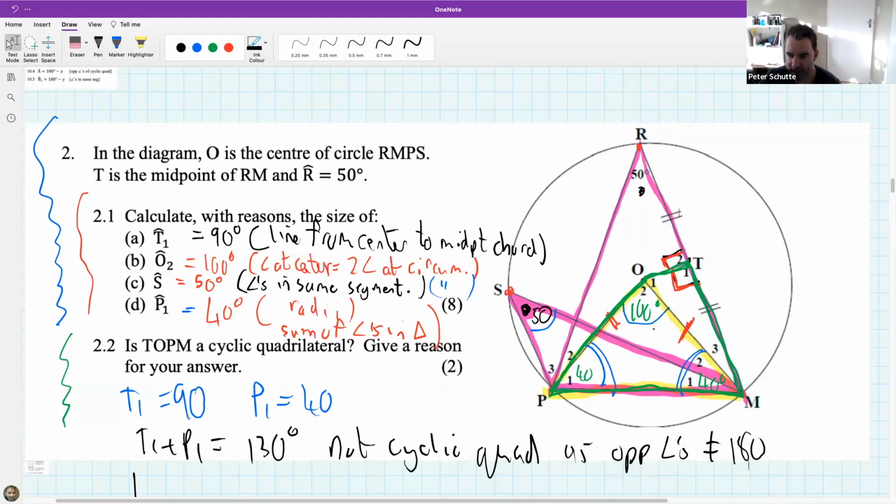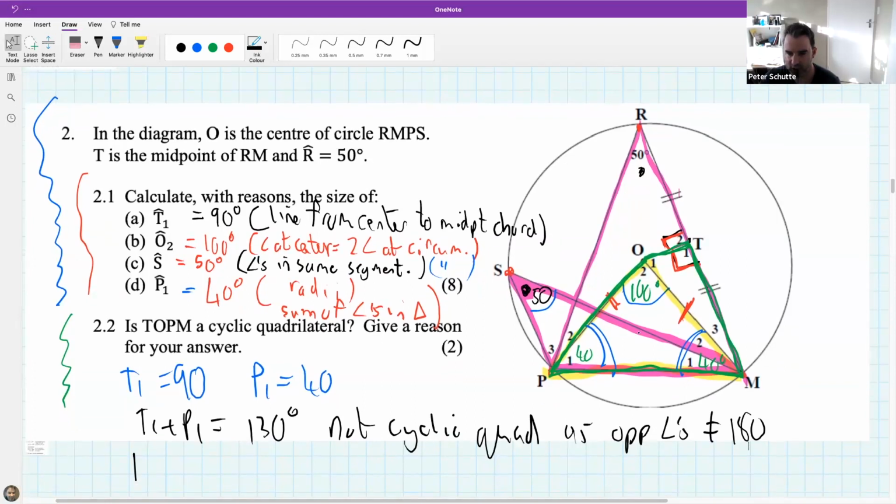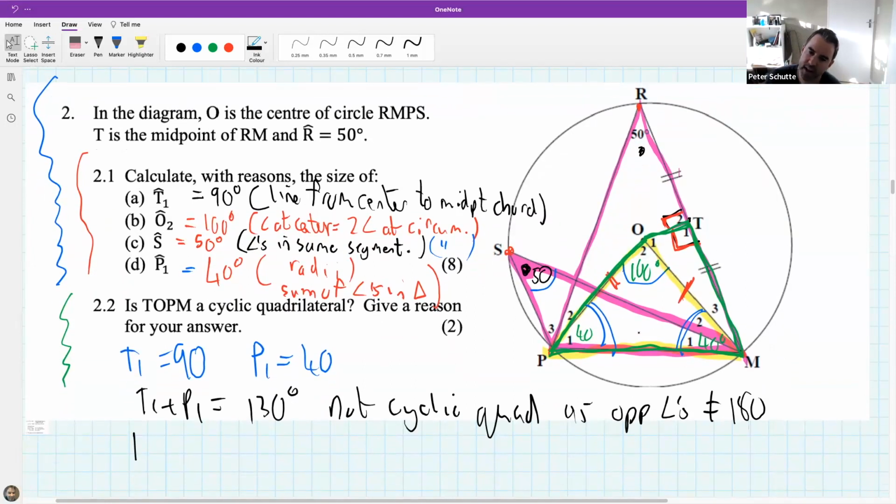If you understand why the green quadrilateral is not a cyclic quad, give me a thumbs up and give me a thumbs down if I've lost you.